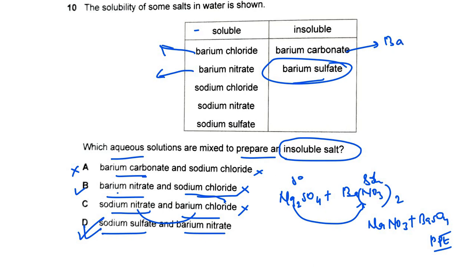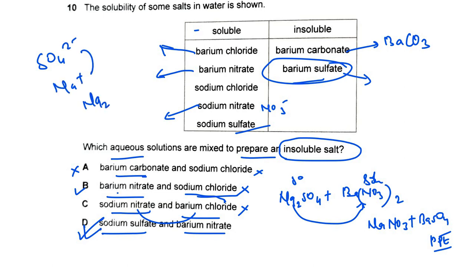Barium, I told you, is group number 2, so it will be barium carbonate like this. Barium sulfate, I have already written here. Sodium chloride, you already know. Sodium nitrate, since nitrate is NO3 minus, the formula is NaNO3. Sodium sulfate, you already know, right? Sulfate is SO4 2 minus, sodium is Na plus. So when you combine, you require 2 sodium to neutralize the sulfate 2 minus. This is how you should learn making formulas.